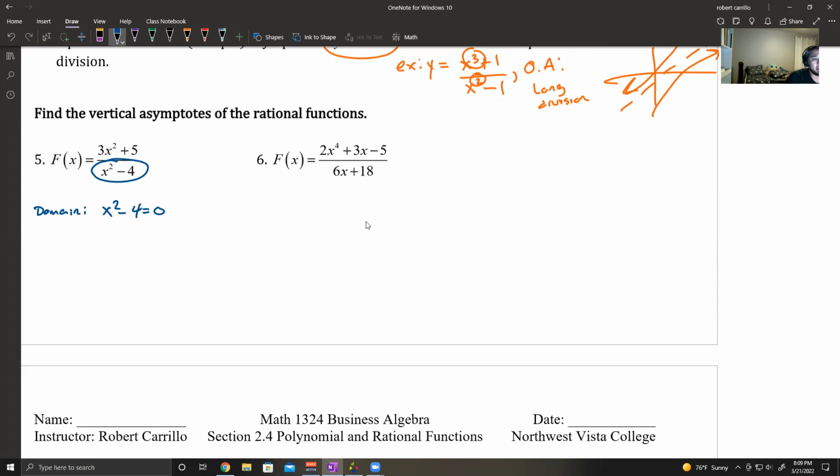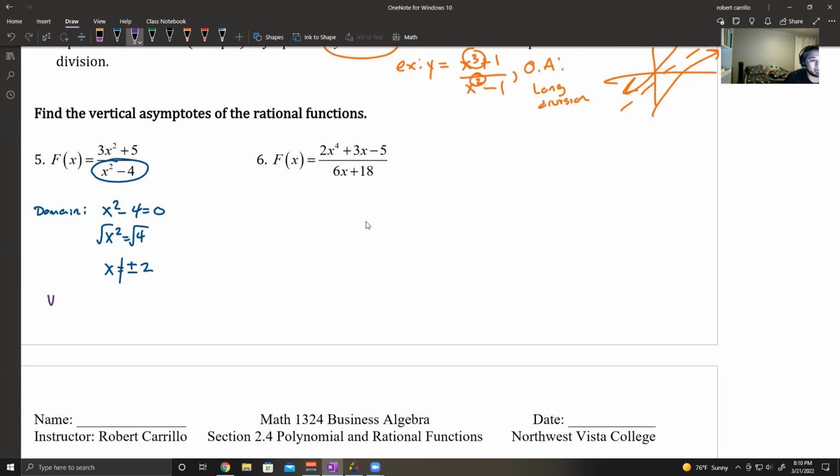Okay, so here we can use the square root method. You would add the 4 over, square root both sides, and x would equal what? Two. 2, but don't forget the x. Whenever you square root something, there's a negative and a positive. Never forget the plus or minus 2. So this is the domain. If we plug in 2 or negative 2, the denominator will become 0, so that can't happen. And remember, if you have your domain, you have your vertical asymptotes.